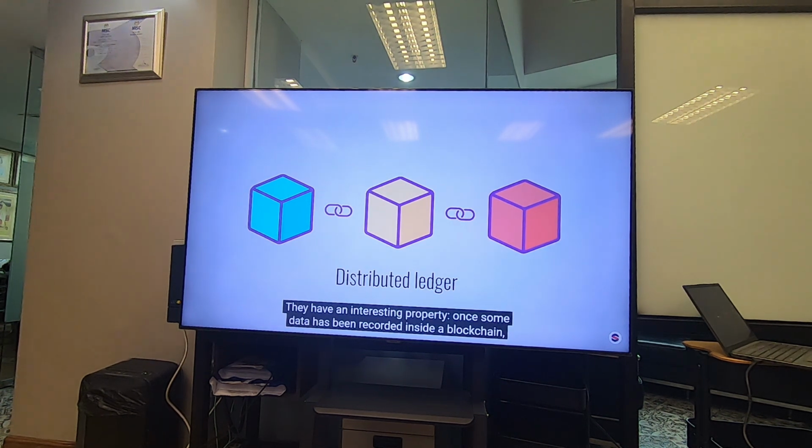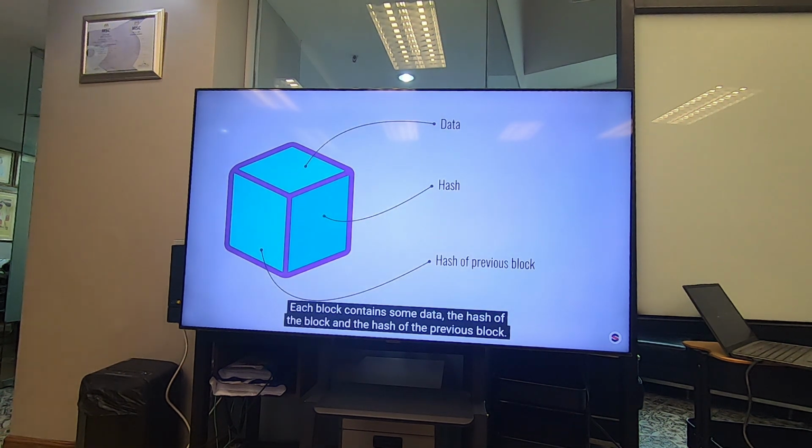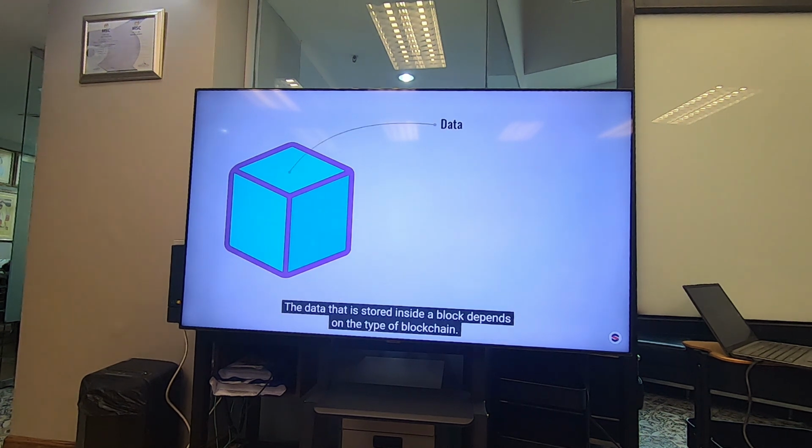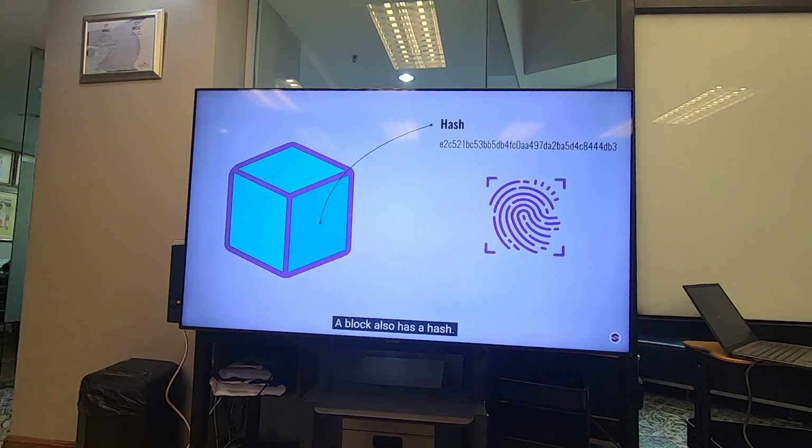They have an interesting property. Once some data has been recorded inside the blockchain, it becomes very difficult to change it. So how does that work? Well, let's take a closer look at a block. Each block contains some data, the hash of the block, and the hash of the previous block. The data that is stored inside a block depends on the type of the blockchain. The Bitcoin blockchain, for example, stores the details about a transaction, such as the sender, receiver, and the amount of coins. A block also has a hash.